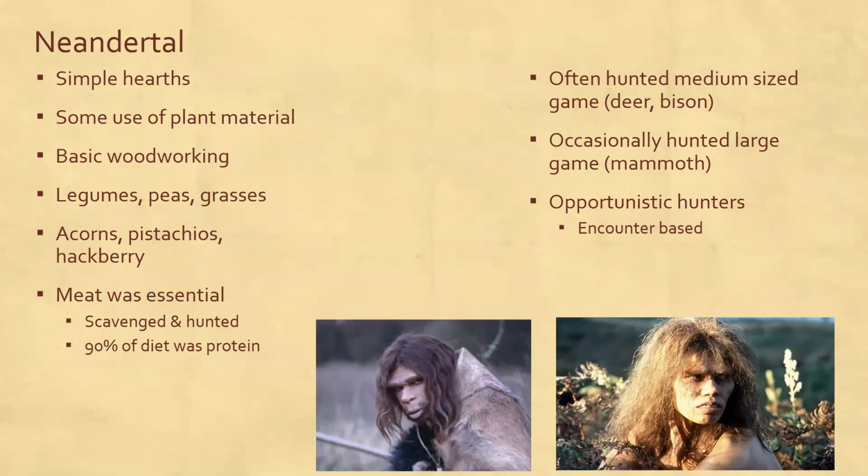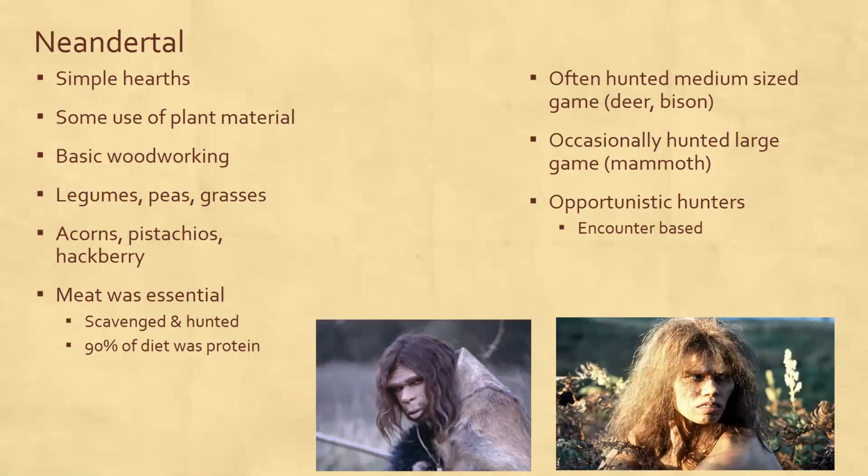Neanderthals did create simple hearths. They had the ability to control and produce fire. There's some evidence for plant material being used, although admittedly, this would not preserve as well as other forms of archaeological evidence. Some basic woodworking, and consumption of legumes, peas and grasses, acorns, pistachios, and hackberry really make up the majority of their plant use. Meat was an essential part of their diet.